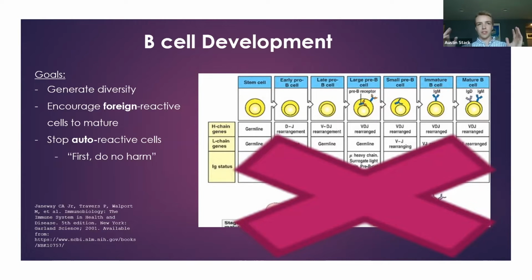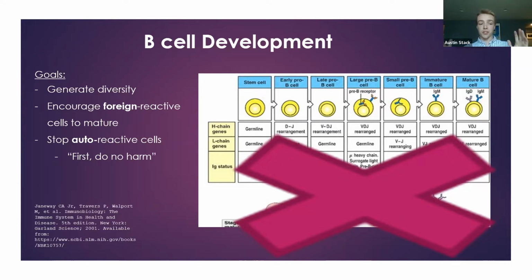And so a single antibody might bind to a single antigen. So we need a different antibody for every antigen. And we do that by generating diversity. And we'll see in a couple slides how that occurs. We need to encourage foreign reactive cells to mature. So that means B cells that react to foreign objects are the ones we want to mature.